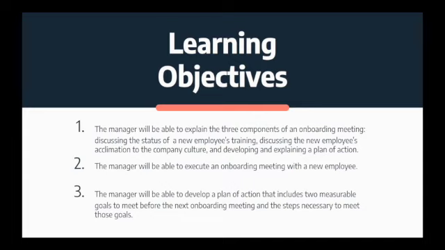The onboarding meeting has 3 main elements that are critical to its success and the success of the program. The manager needs to have a strong understanding of what those elements are and what they entail. Knowing the elements of an onboarding meeting is the first step in successfully completing an onboarding meeting. Objective 2 is the manager will be able to execute an onboarding meeting with a new employee. Meeting this objective shows that the manager knows how to conduct an onboarding meeting and combine all necessary elements.